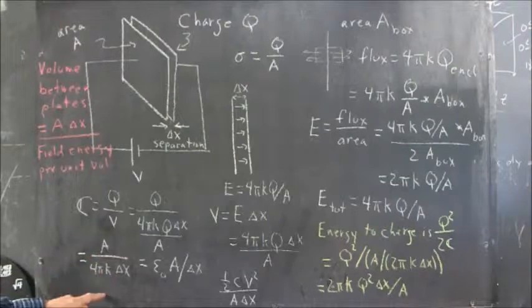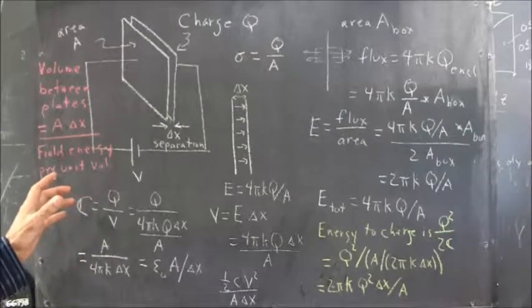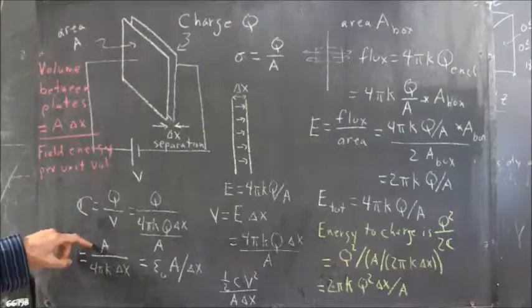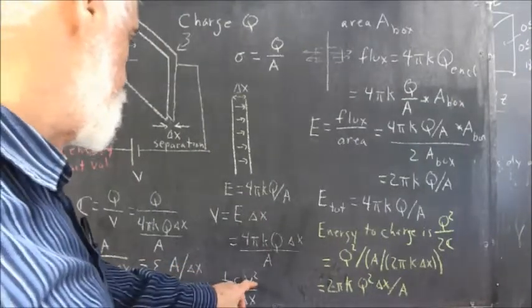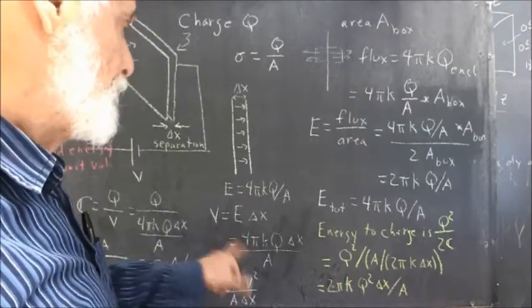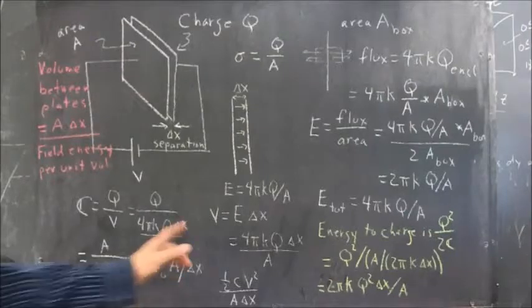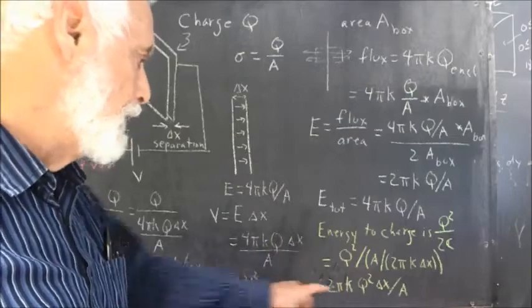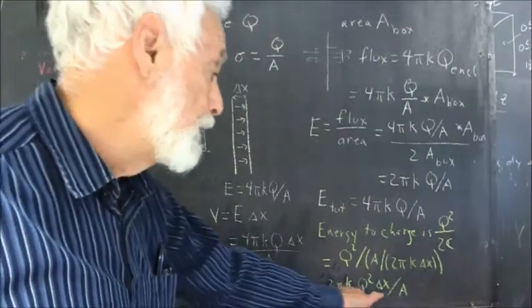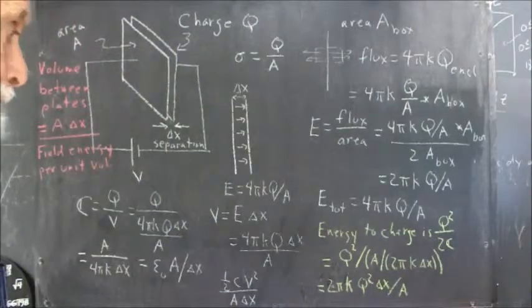I can reconcile that because here's the capacitance. The capacitance involves an A in the numerator, and the voltage is going to be this. If I square this, it'll involve an A squared in the denominator. And if I work all that out, my 2 pi k Q delta x over A, this 2 pi k Q delta x over A without the Q, is just my voltage. Okay?